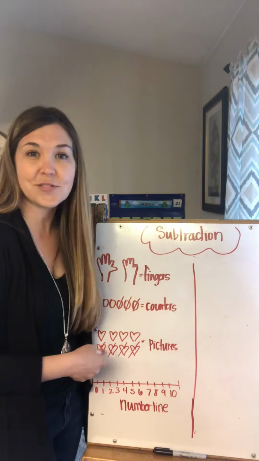So Mrs. Rhodes on this side of her board is going to write out a subtraction problem, and I'm going to show you all the different strategies you could use at home. So on Seesaw, you could pick one of these strategies to solve the problem. Here we go. So Mrs. Rhodes had 7 apples.